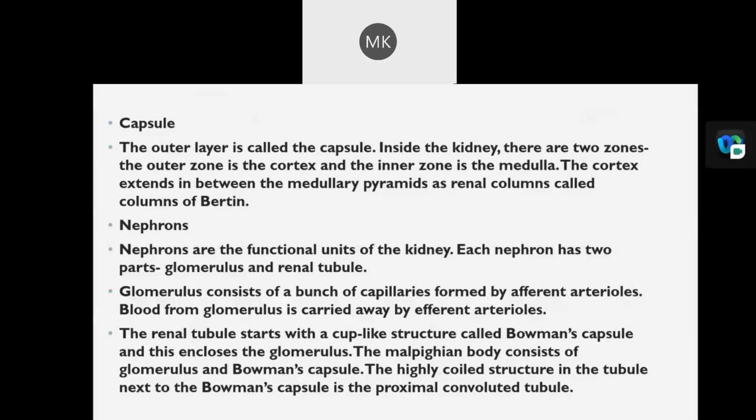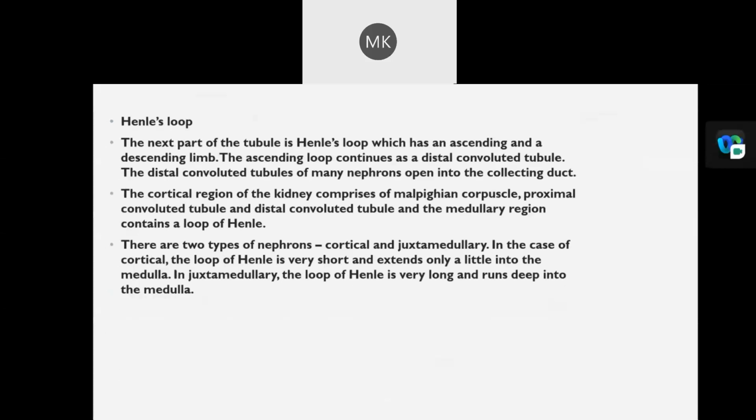The highly coiled structure in the tubule next to the Bowman's capsule is the proximal convoluted tubule. Henle's loop. The next part of the tubule is Henle's loop, which has an ascending and a descending limb. The ascending limb continues to the distal convoluted tubule. The distal convoluted tubules of many nephrons open into a collecting duct.